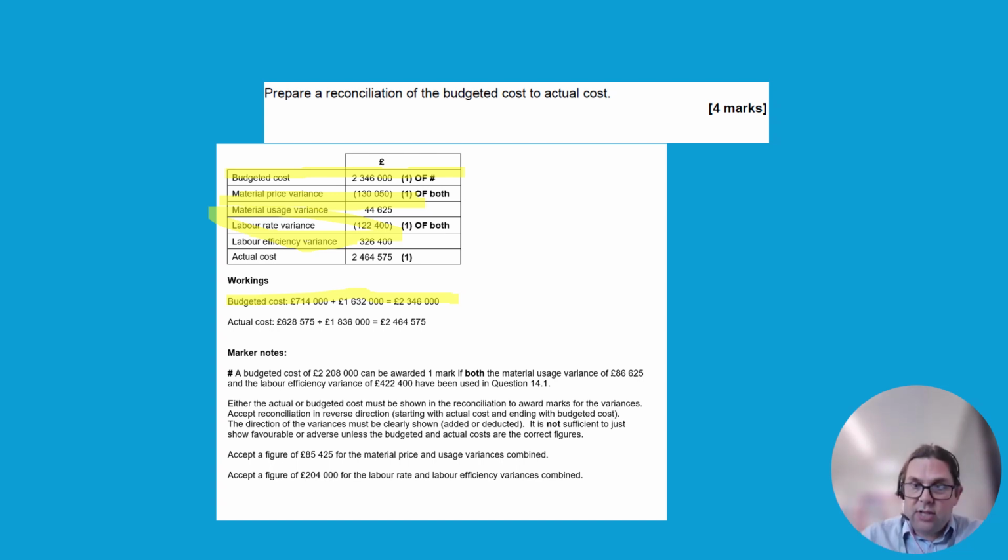You have to have a budgeted actual cost to get those marks. And then the actual cost was just the cost added together in the question. You get 1 mark for doing that. That's a win. Then it's a blank page. You've got to know how to lay out a reconciliation, but that is a nice mark to get.